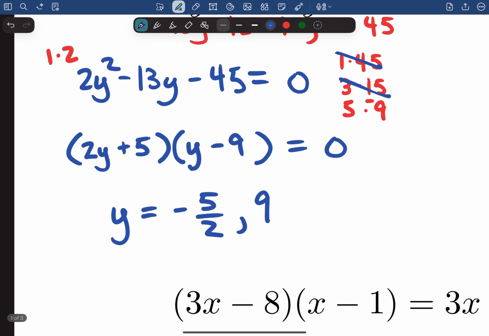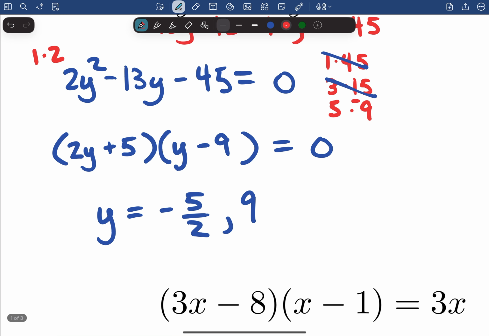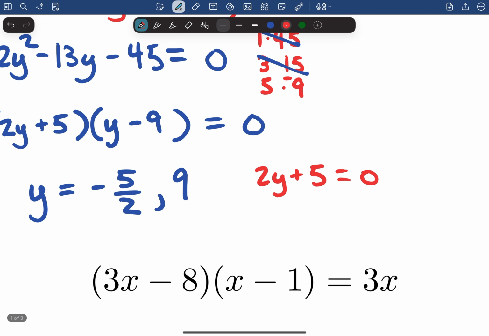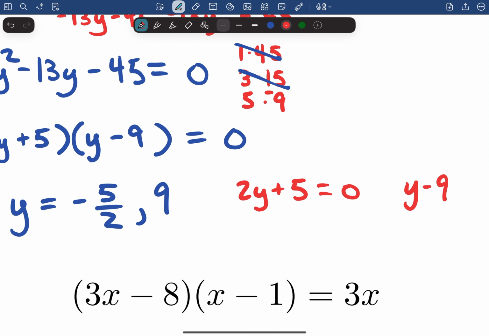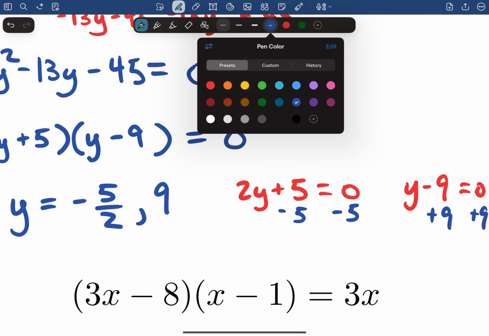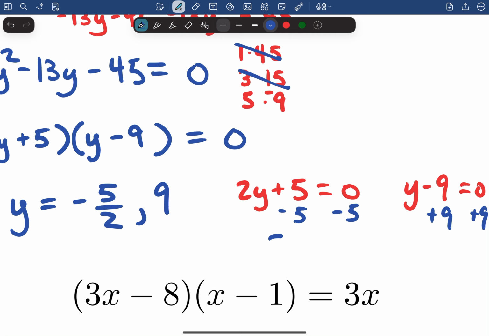Okay, and let me show you why that works. Why does that work? Because that's the same as if I had taken 2y plus 5 and I set it equal to 0, and then y minus 9, if I set that piece equal to 0 as well, and then I solve each one, right? To solve each one, I would subtract 5, or in this case, add 9. And then I'd end up with a resulting piece that says 2y equals negative 5. And then y equals 9.